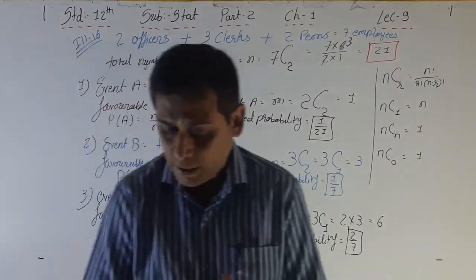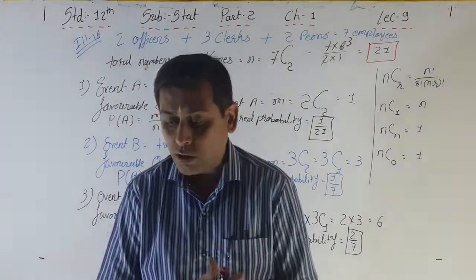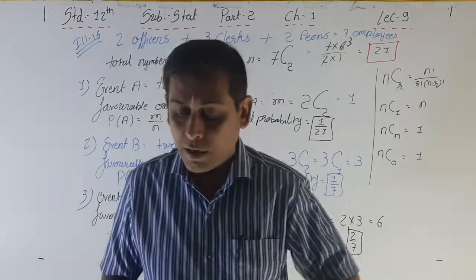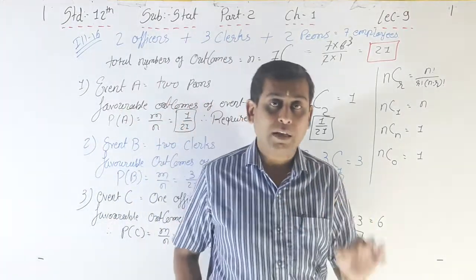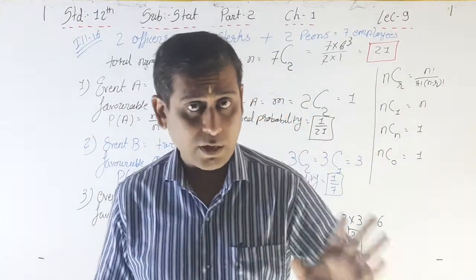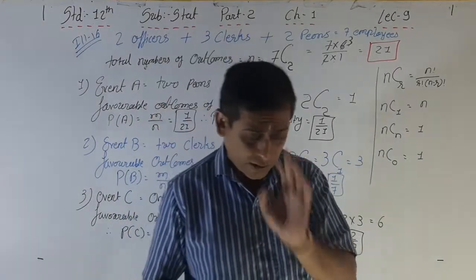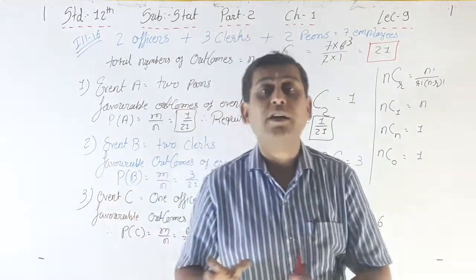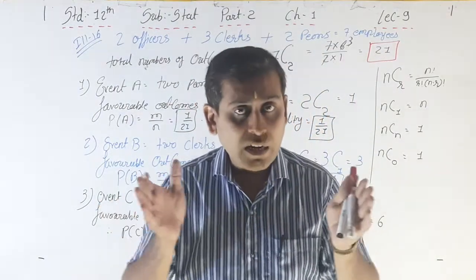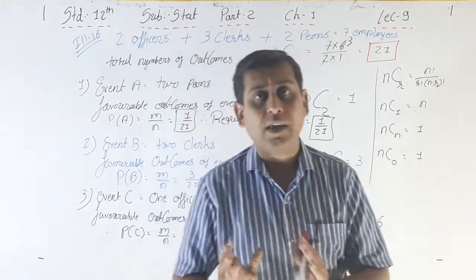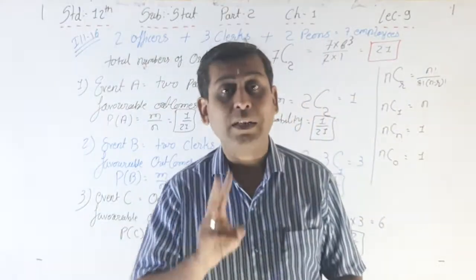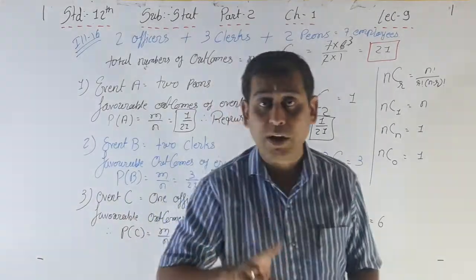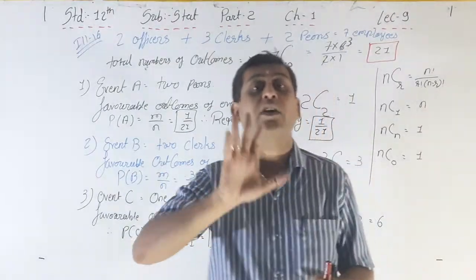Now illustration number 17, I am reading that. A box contains 20 items and 10% of them are defective. See, in the box 20 items are there. From that 10% is defective. That means 2 items are defective and the remaining 18 items are non-defective. From 20 into 10%, that is 2 items are defective and the remaining 18 are non-defective.